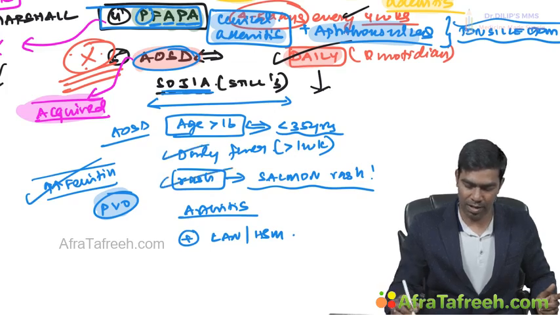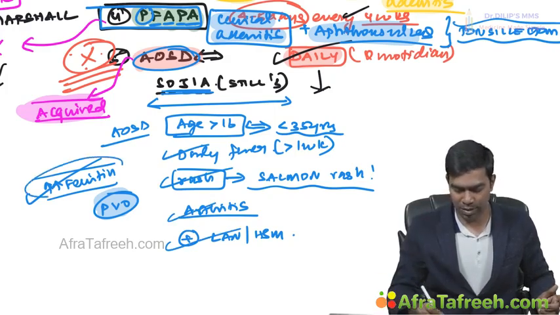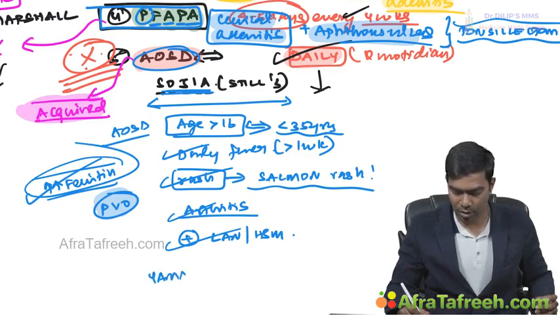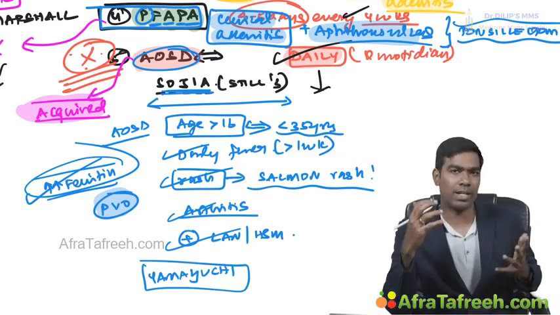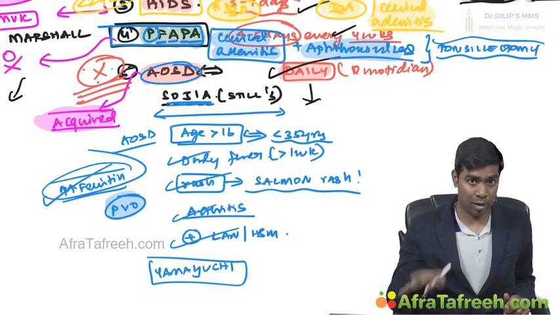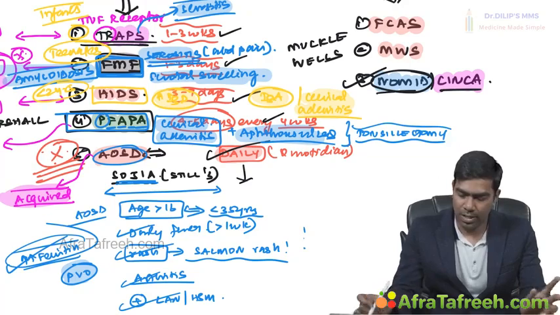So 16-35 is characteristic, and this daily fever, salmon rash, arthritis, then you have lymphadenopathy and hepatosplenomegaly with extremely high ferritin, very, very high ferritin. Diagnosis is based on a criteria called Yamaguchi criteria. We have discussed in detail in the rheumatology section. The Yamaguchi criteria is the criteria given for diagnosing adult onset Still's disease, not Still's disease, not SOJIA. SOJIA is just Still's disease.